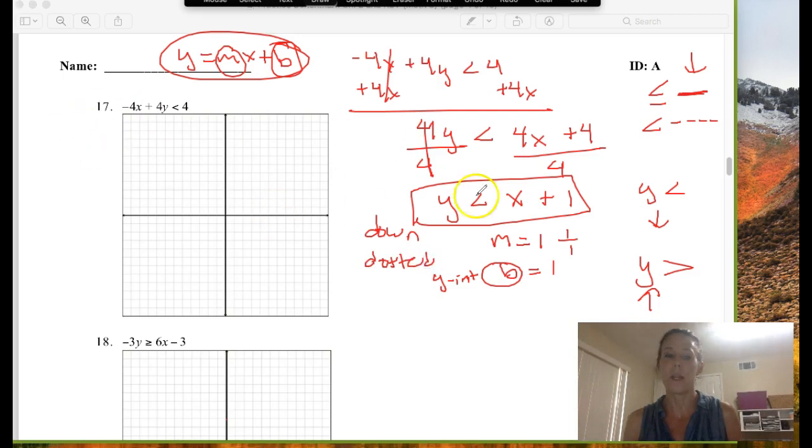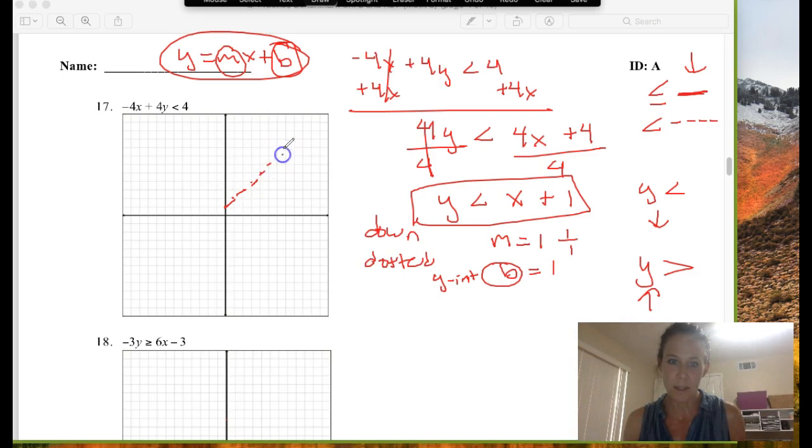And now let's go ahead and do it. We start with our y-intercept of 1, so here's 1. And our slope is 1 over 1, so I rise 1, run 1. Rise, run, rise, run, rise, run. All right, and then since it's dotted, I'm not going to put a solid line. I'm just going to do a dotted line.